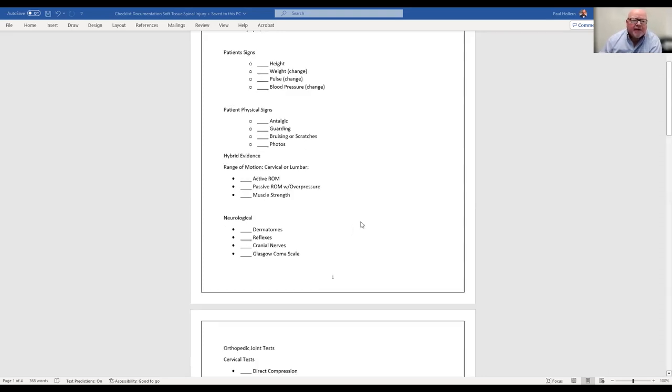Okay, so you go to hybrid evidence, range of motion, active range of motion. So let's talk about that first. Would we typically see active range of motion, some limitations initially on the initial exam? Probably. At MMI, maybe not. There's a good chance you would not.